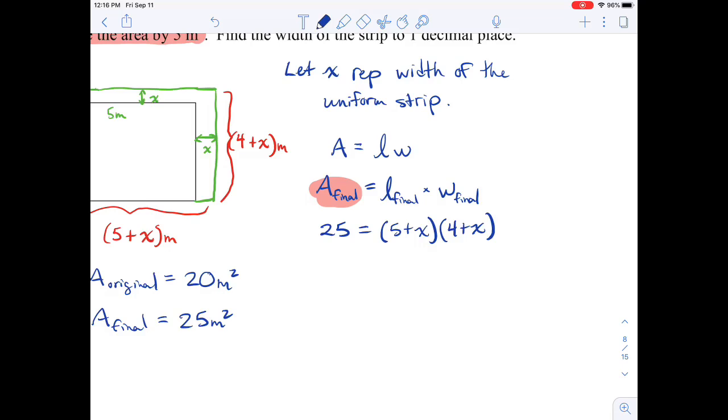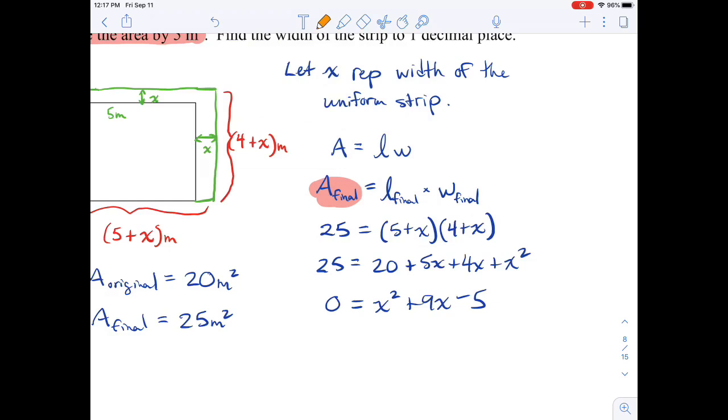And now you can see we're working towards a quadratic. This is a quadratic equation, but if we want to be able to use quadratic formula to help us, we need to expand it out and put it into standard form. So 20 plus 5x plus 4x plus x squared. Then I'm going to combine some terms and rearrange it into standard form. So eventually in standard form, we would get it down to x squared plus 9x minus 5.